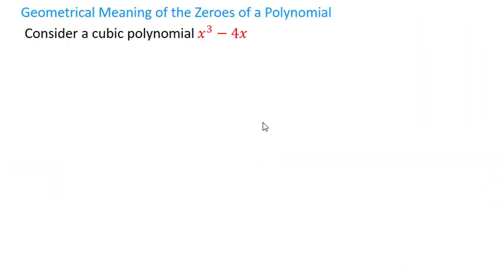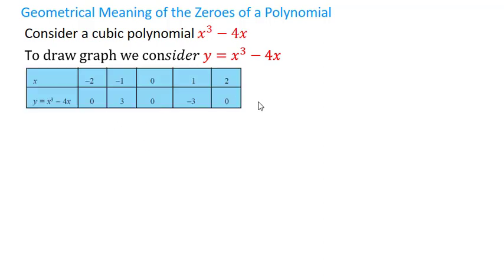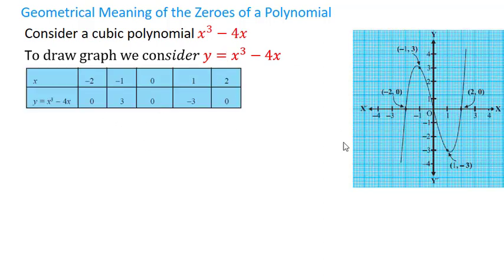Now let us see a cubic polynomial. So we have taken an example of x cube minus 4x. Here again I will take y equals x cube minus 4x and find a few points which satisfy this relation and draw the graph. So this is the graph. You can see that this graph cuts the x-axis at 3 points. One is (-2, 0), one is (0, 0) and one is (2, 0).